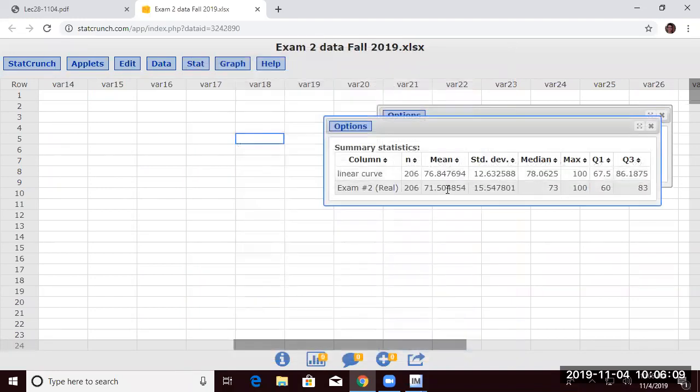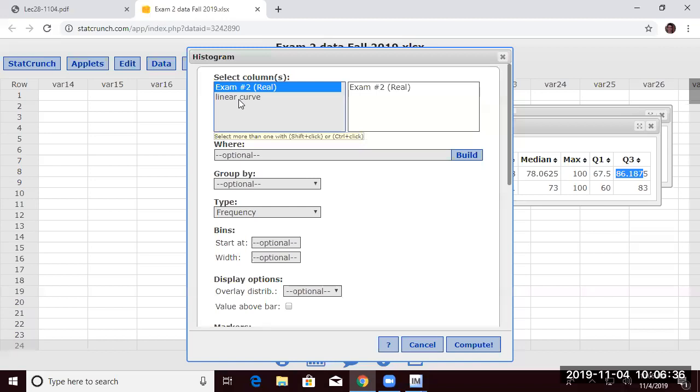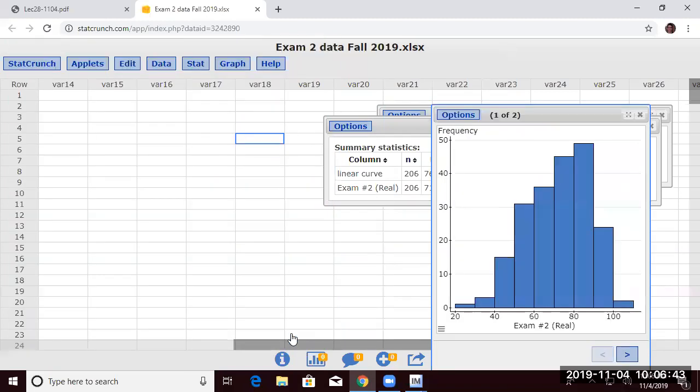All right, so here with the curve, the max is still 100, but then this Q1 is up to the 67.5 now. So that's to get a C minus. And then the Q3 went up only a little bit from 83 to 86. And the mean went up by about 5 points. So, all right, let's look at the histograms. So you can still see that. I think this will be good.